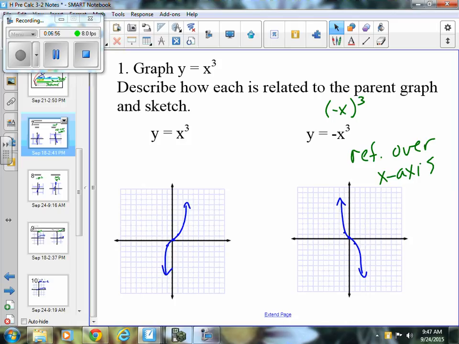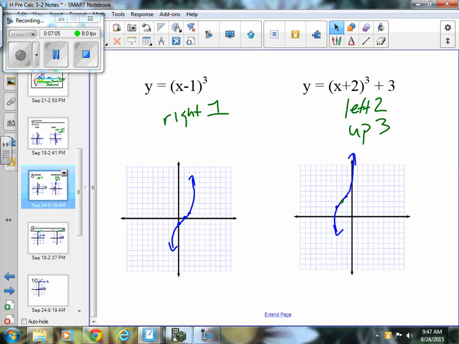So go ahead and take a peek at the solutions. Next one is reflected over the x-axis. Notice how the minus sign is right with the x, so it's reflecting over the x, and check your points. The next 2, we've got right 1. So that point of symmetry went to the right 1.